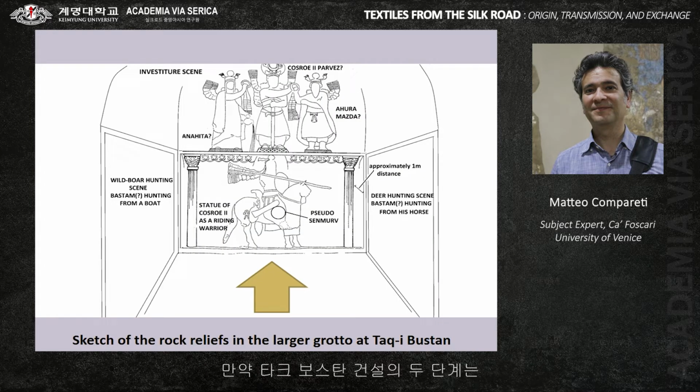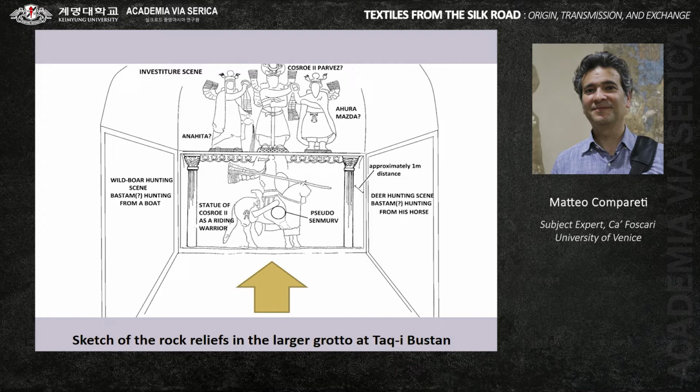If we consider the two stages of construction at Takebustan, like I try to summarize in this sketch of this slide, we have again the lateral panels, okay, the wild boar on the left and the deer hunting scene on the right. In the middle, we had something probably connected with hunting, which was destroyed and substituted with a king sitting on the horse. Who did this destruction?